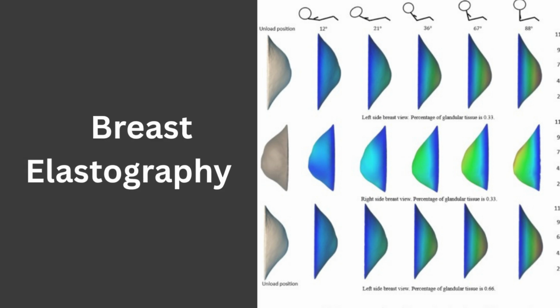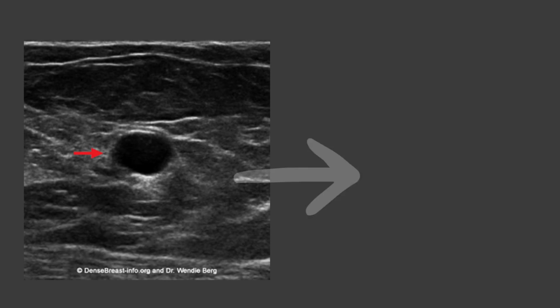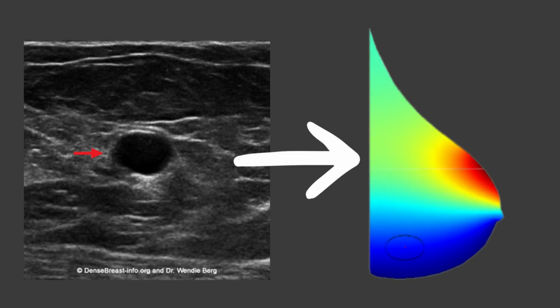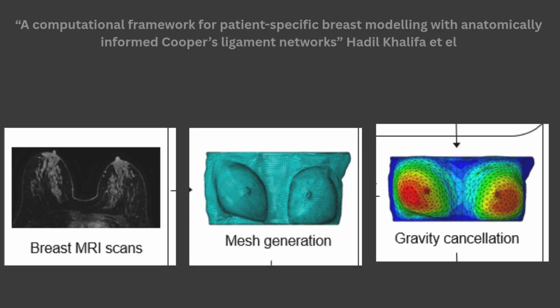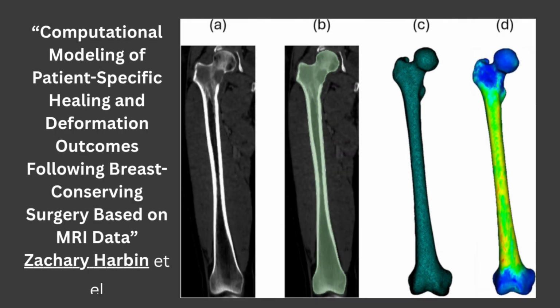Doctors discovered that cancerous tissue is often significantly stiffer than healthy tissue. Rather than simply looking at the ultrasound images, engineers use finite element models to estimate the tissue's mechanical properties. The tumor becomes visible not because of how it looks, but because of how it behaves mechanically. FEM is also used to reconstruct patient-specific tumors from medical images and estimate fracture risks in bones weakened by metastatic diseases.